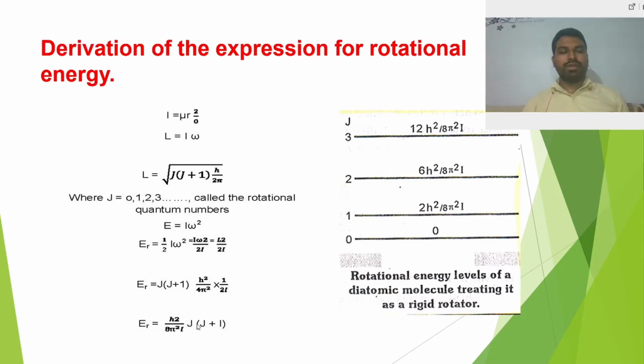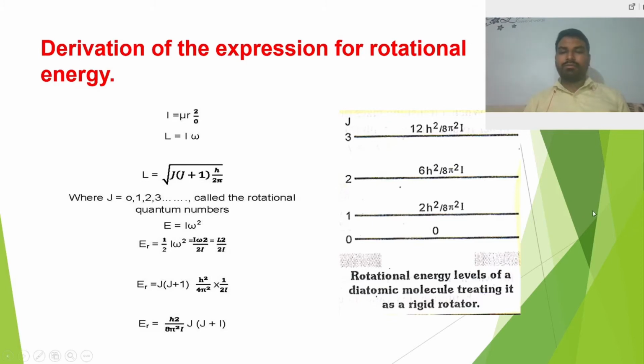If we consider j is 0, then the value will be 0. If j is 1, then the value will be 2h square upon 8 pi square I. For j is 2 it will be 6h square, then for j is 3 it will be 12h square, and so on. These are the rotational energy levels of a diatomic molecule as a rigid rotor.